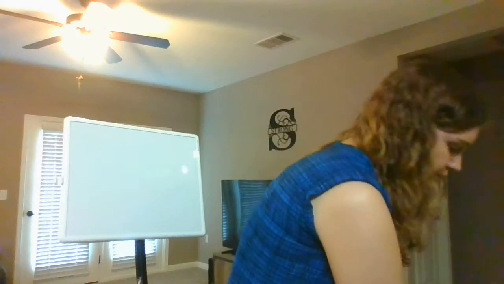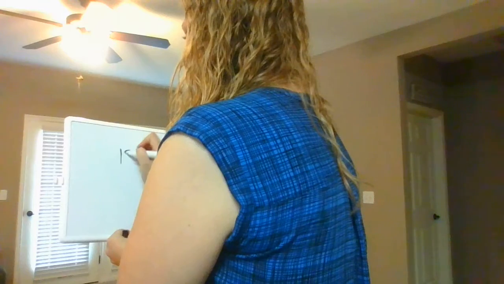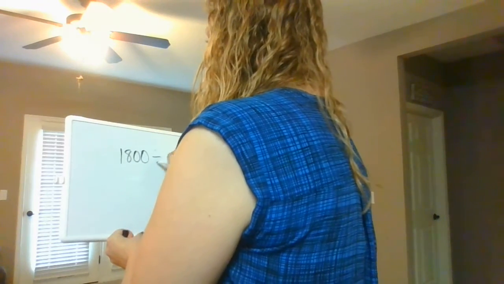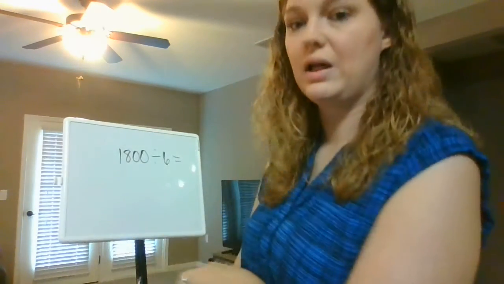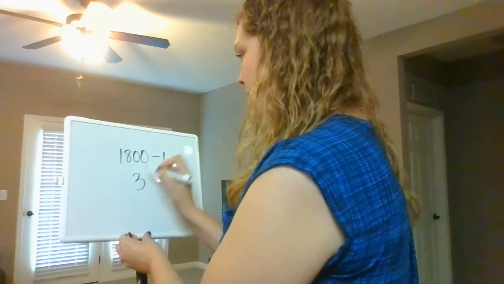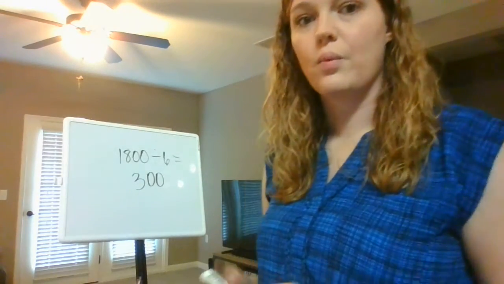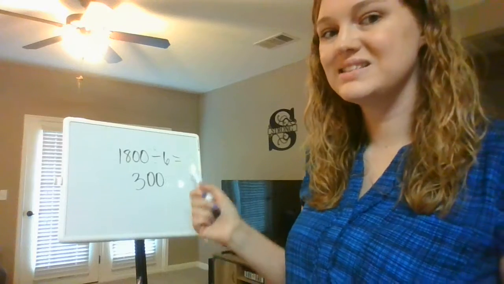So 1,845 is close to 1,800 because 18 is a multiple of 6. So 1,800 would be a multiple of 6. So 1,800 divided by 6. Well, 18 divided by 6 is 3. And then I just put my 2 zeros on there. So that's my estimate. So 1,845 divided by 6 is about 300.